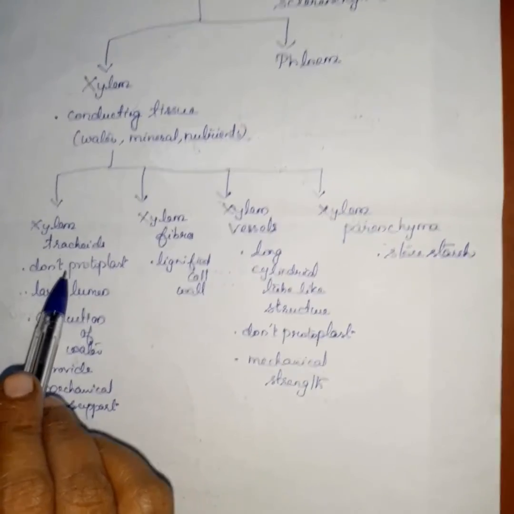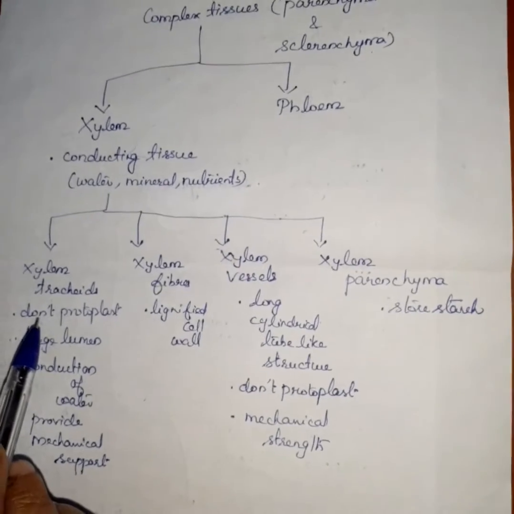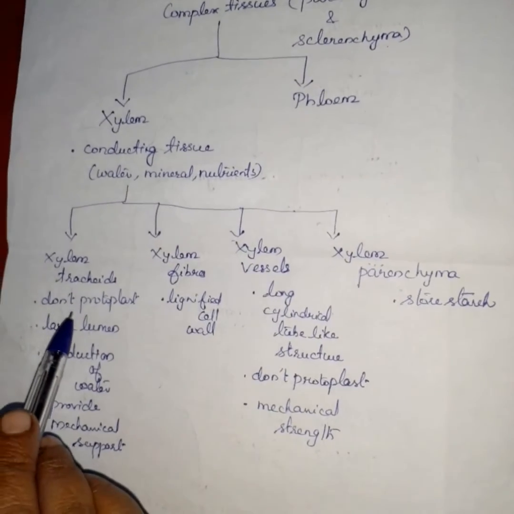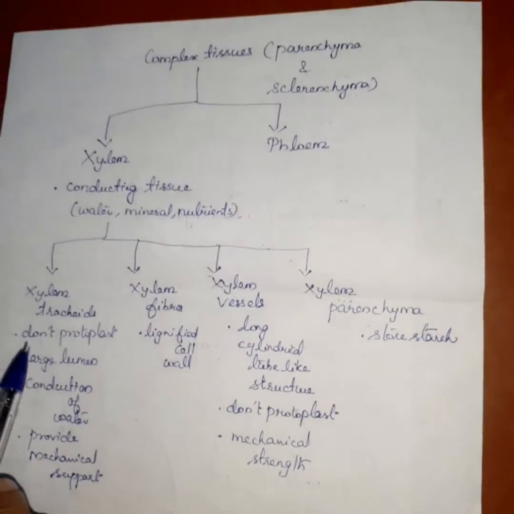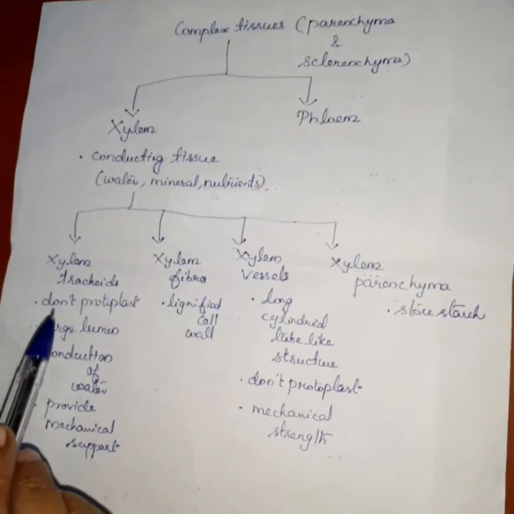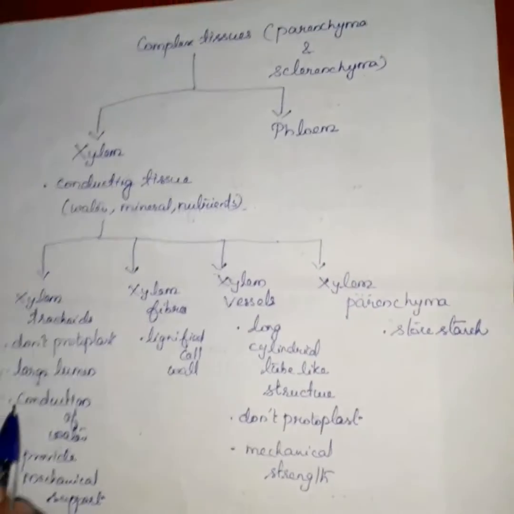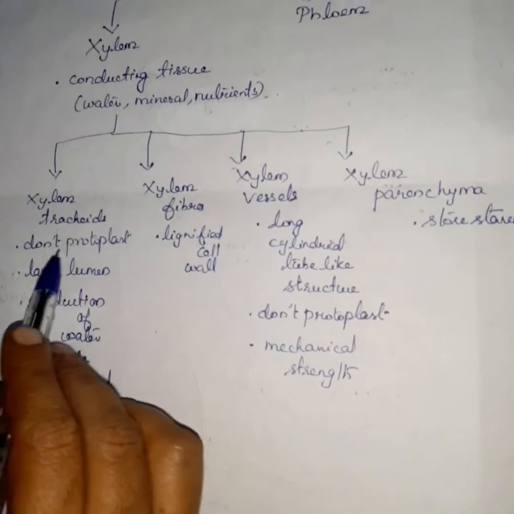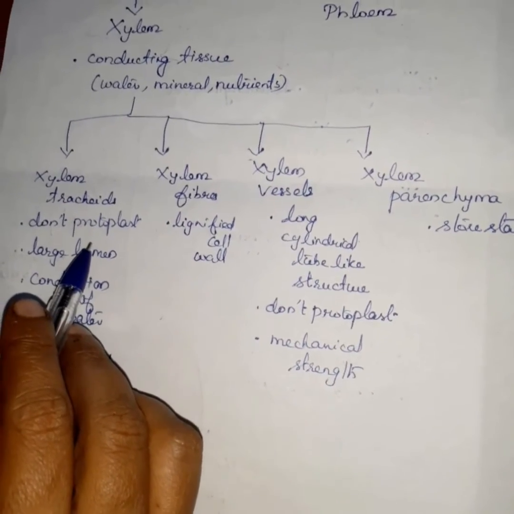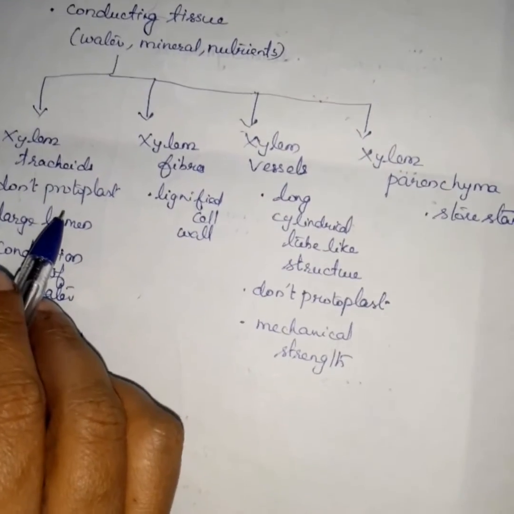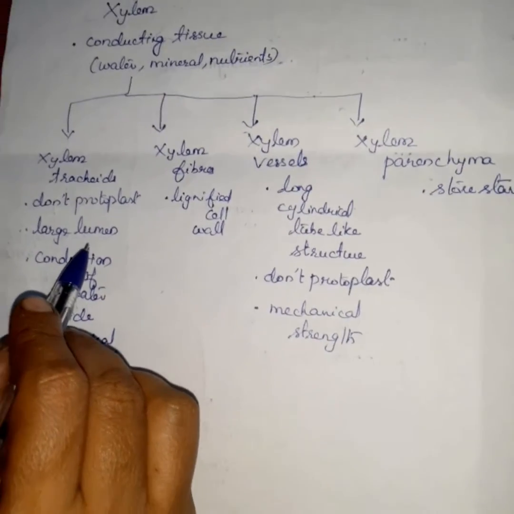Tracheids. So these are elongated tube-like cells. Okay. These are dead cells. Here the wall is very hard and thick and lignified. Next, they do not have protoplast. It is very important. They do not have protoplast and a large lumen is present without cell material.